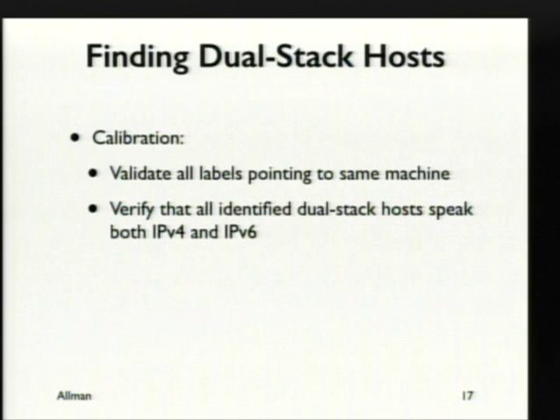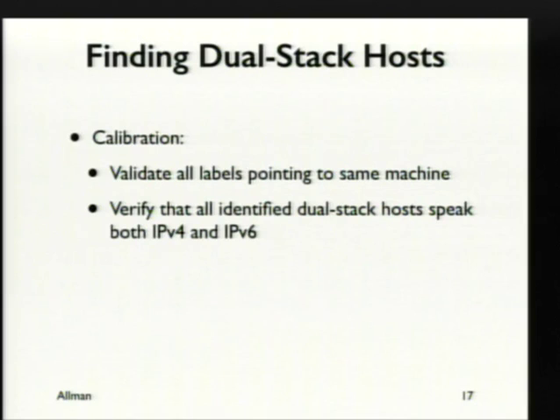So all these labels point to one host. So what we did was we said, well, let's see if we can get to the SSH port via both V4 and V6. And if we can, great. We'll go connect to the SSH port, and we'll snarf out the host key. If those two host keys match, we have pretty high confidence that we're talking to the same machine. All right? We do lots of things like that.